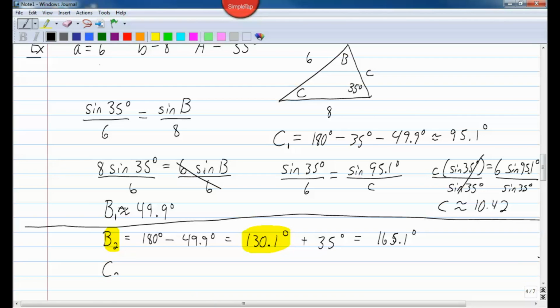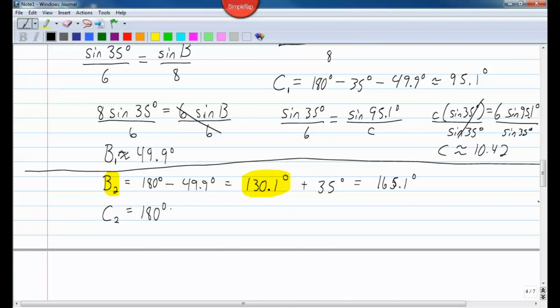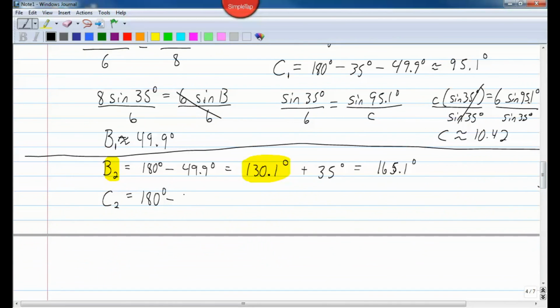So C in the second triangle is going to be equal to 180 degrees minus the given angle measure, which was 35 degrees, minus 130.1 degrees. So the angle C in the second triangle is 180 degrees minus the given angle measure minus the second angle B. Alright, when I do that, I'm going to get my second angle C equal to 14.9 degrees.